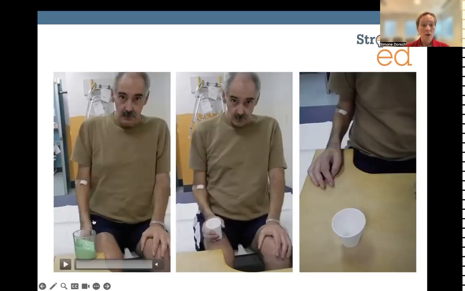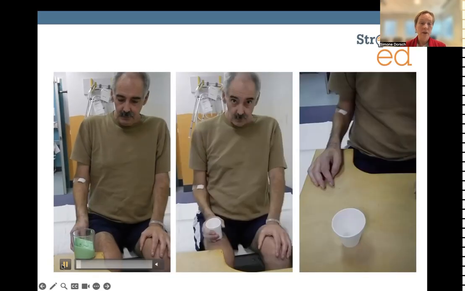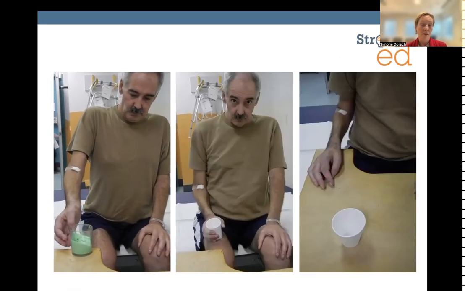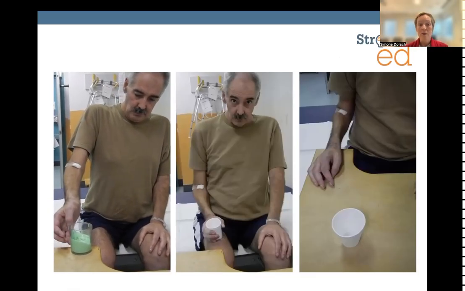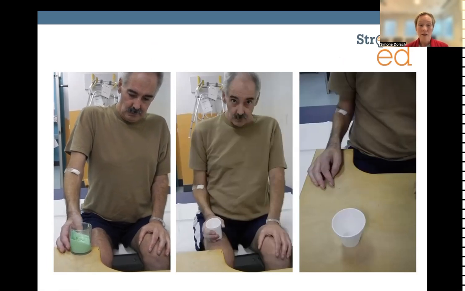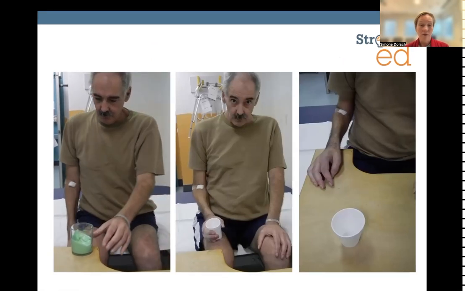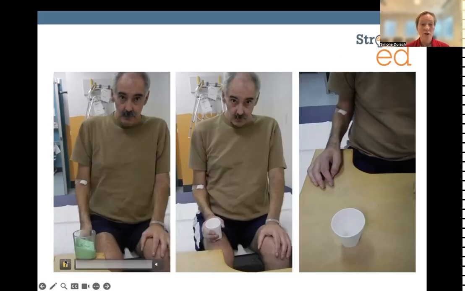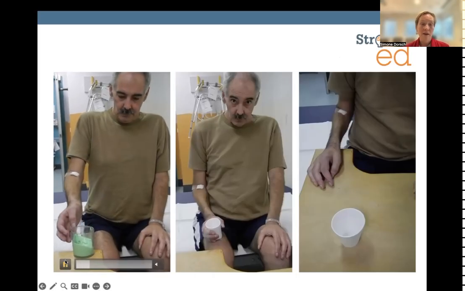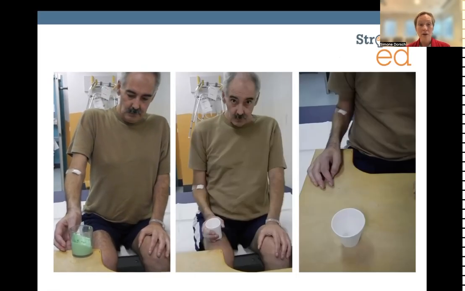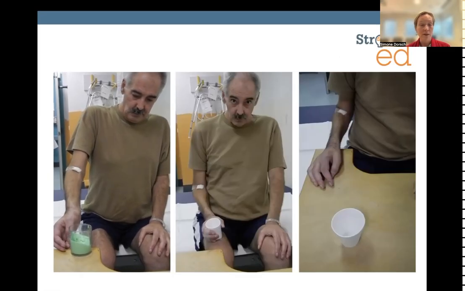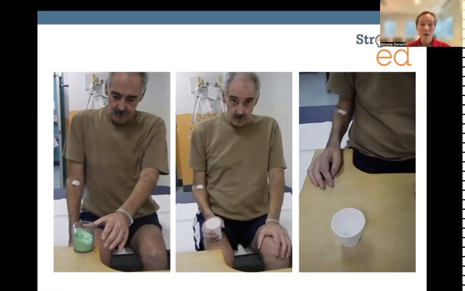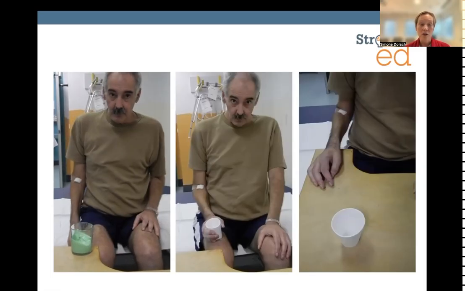So if we start with Tony here, you can see Tony is trying to achieve transport, pre-shaping, and grasp of that cup. And you can see quite a lot of compensatory movements there. So you can see he laterally flexes his trunk towards the left. He elevates his whole shoulder girdle. He abducts and internally rotates at the right shoulder.